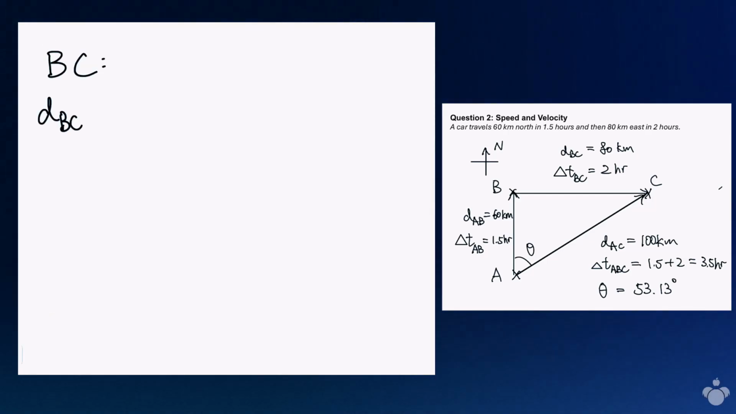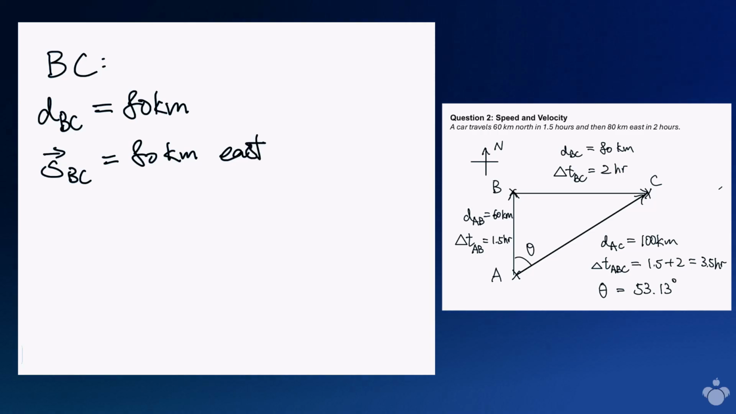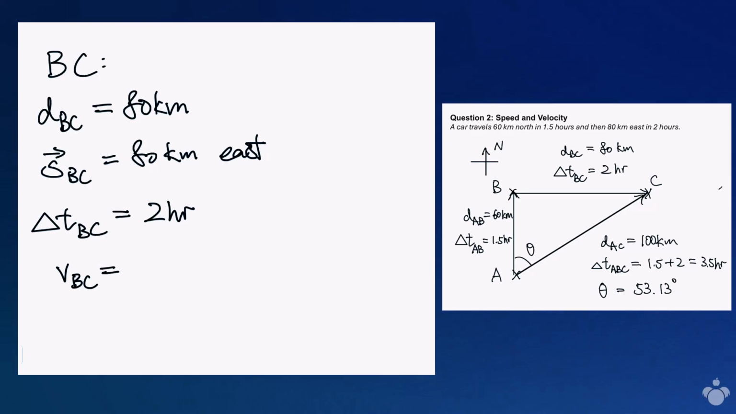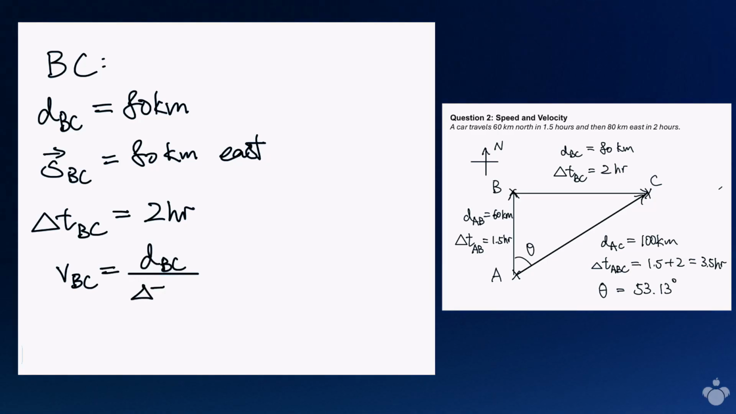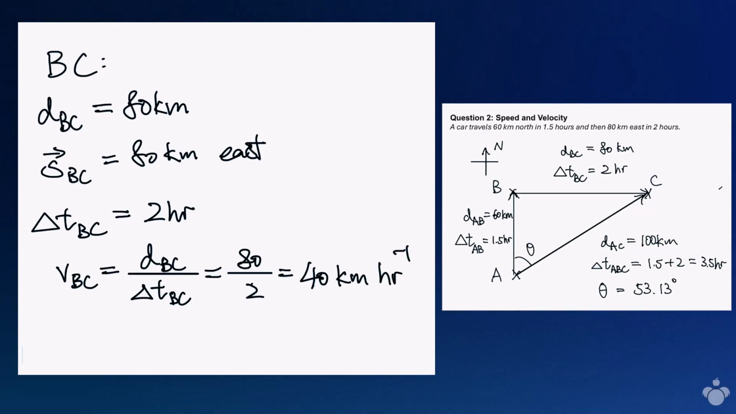The distance BC is 80 kilometers, and since the car is moving directly east, the displacement BC is 80 kilometers east. The time taken for segment BC is 2 hours. The average speed BC is distance BC divided by delta T BC, which is 80 over 2, giving 40 kilometers per hour, just like the first segment.